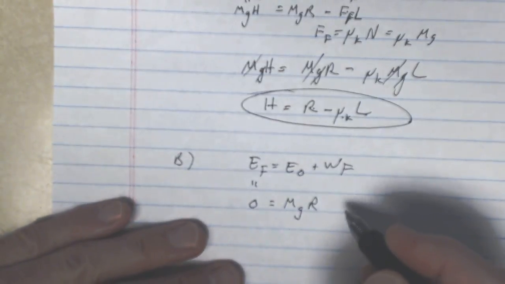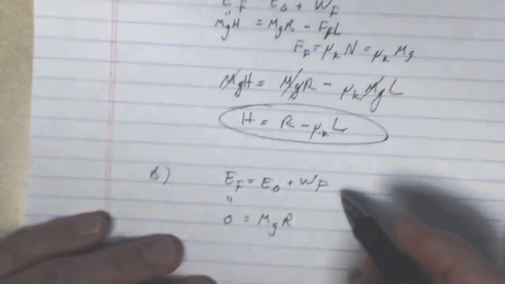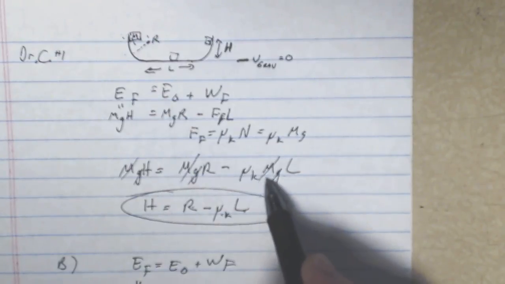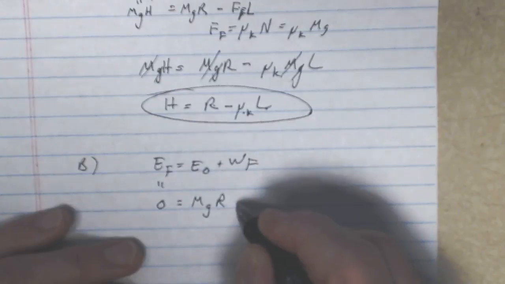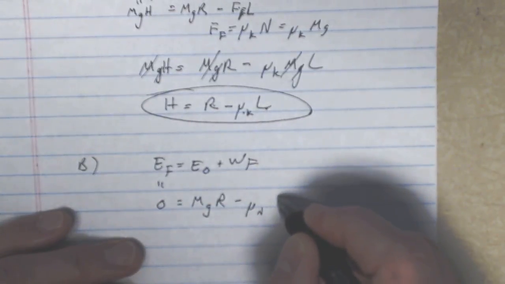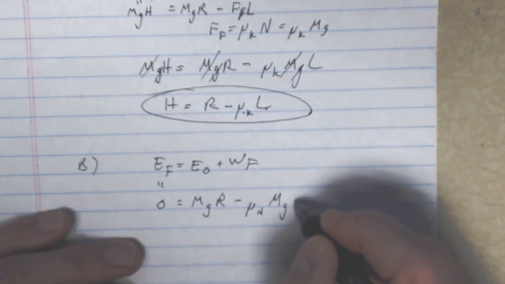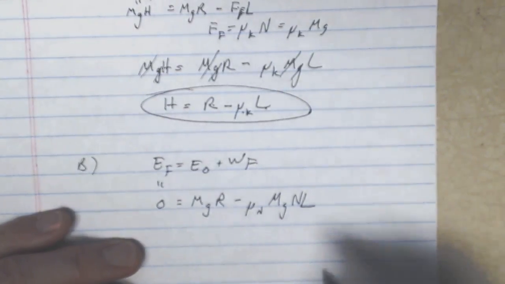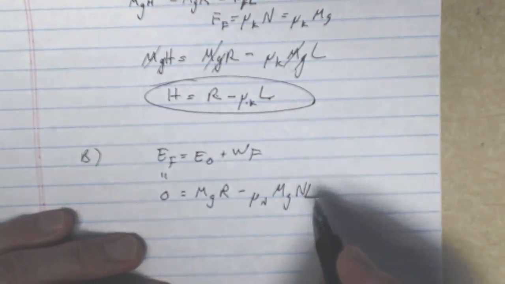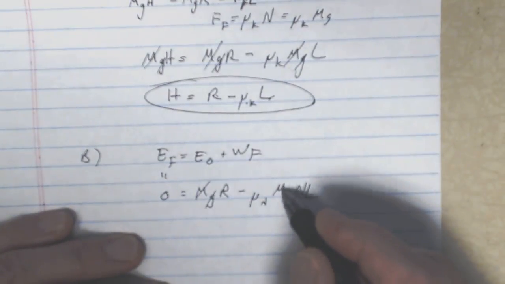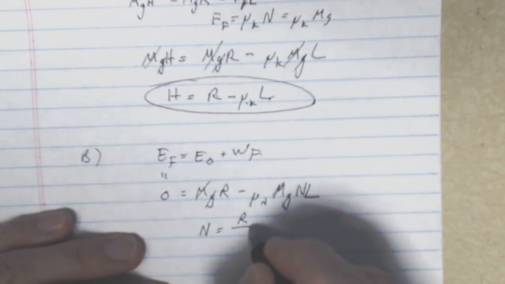Gravitational potential energy. How much work will it lose to friction? Well, it's going to be a term that looks just like this, except instead of passing over that section of track just once, it'll pass by n times. So this will just become minus mu k m g n l. Okay, and we're asked to solve for n in this case, and we see we can simplify this expression too by canceling out the m's and g's, and we can solve for n. N equals r divided by mu k l, and that's what we're asked for.